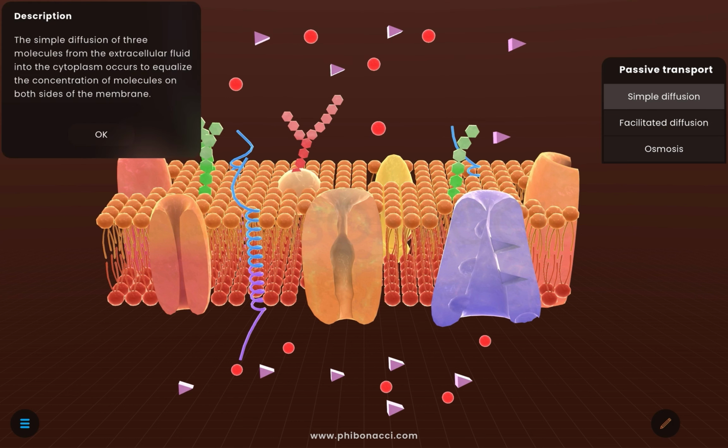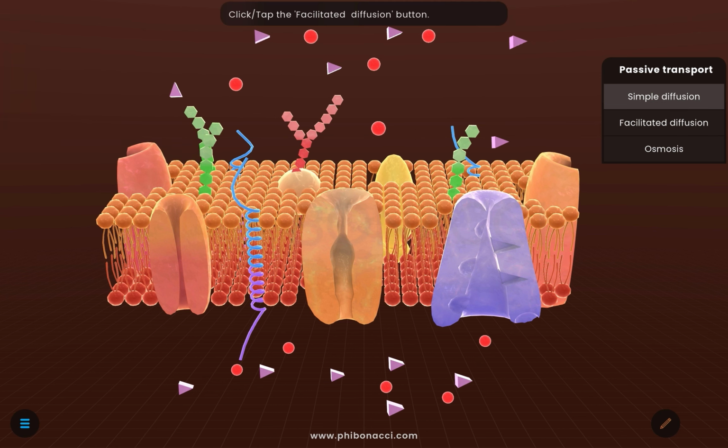So once that concentration is equal on either side of the membrane, then this process stops. So that is another vital point that needs to be kept in mind, that the concentration on both sides for that particular substance should be equal, and then the process stops. So this was a simple diffusion process. Next we'll have a look at the facilitated diffusion.